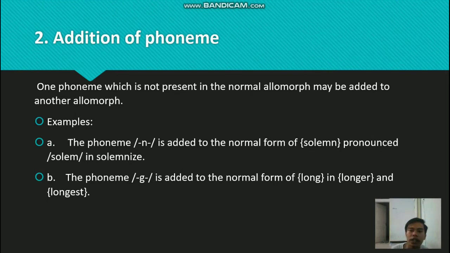And the second is addition of phonemes. Addition of phonemes is when one phoneme which is not present in the normal allomorph might be added to another allomorph. For example, the phoneme is added to the normal form of solemn, pronounced solemn, in solemnize, and the phoneme G is added to the normal form of long in longer and longest.